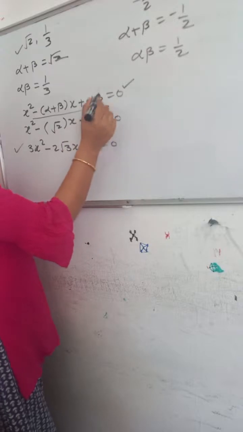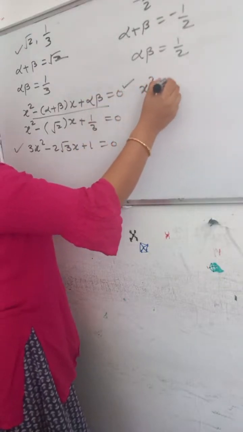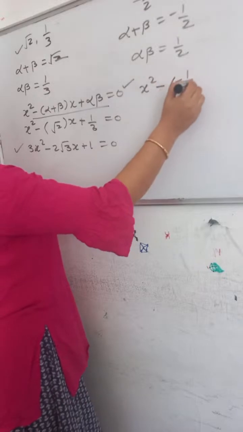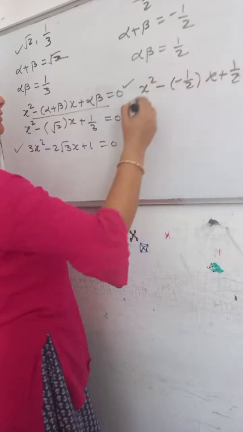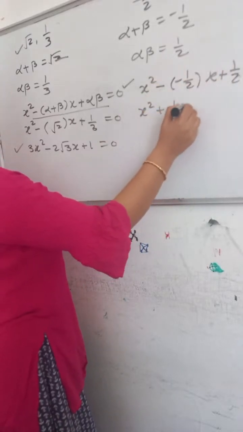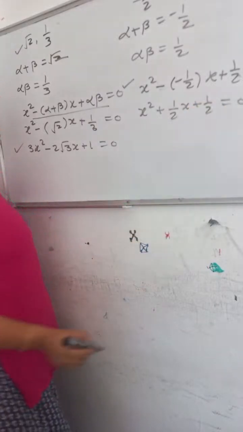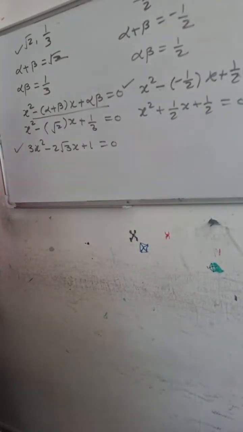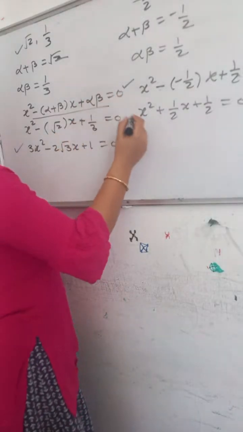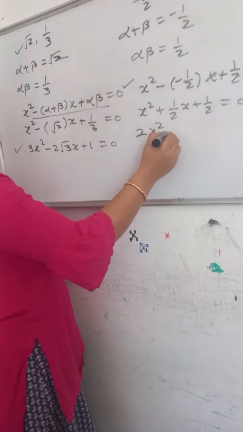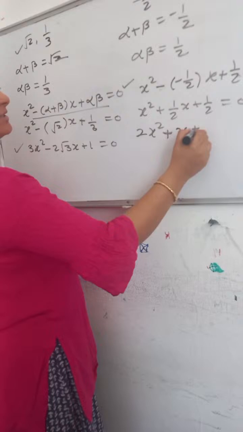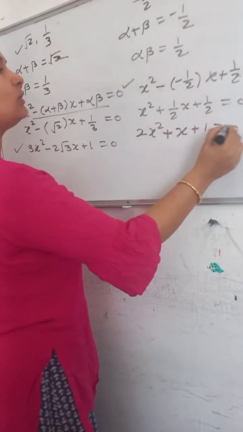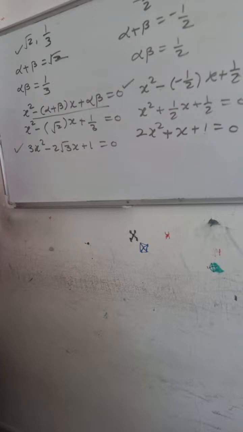I will use this equation, and now we can write x square minus of minus half x plus half is equal to 0. X square plus half x plus half is equal to 0. Now multiply this entire equation by 2. So you will get the final expression 2x square plus x plus 1 is equal to 0, after multiplication of 2 with x, the 2 and 2 get cancelled. So like this we have to form the quadratic equation. Getting this? Okay. Copy this.